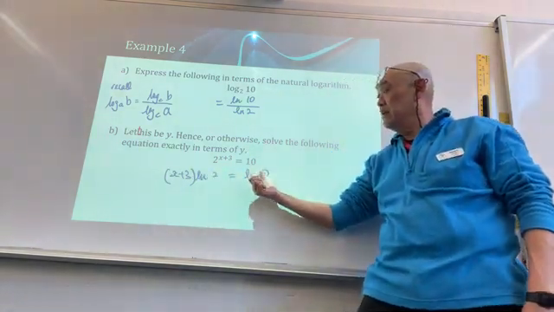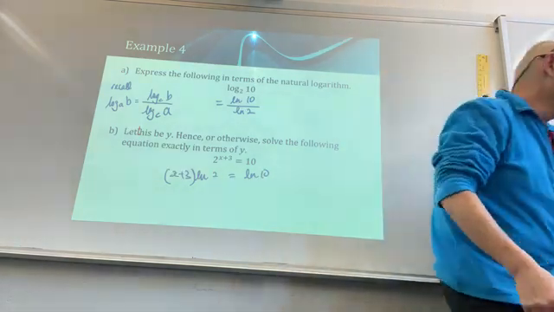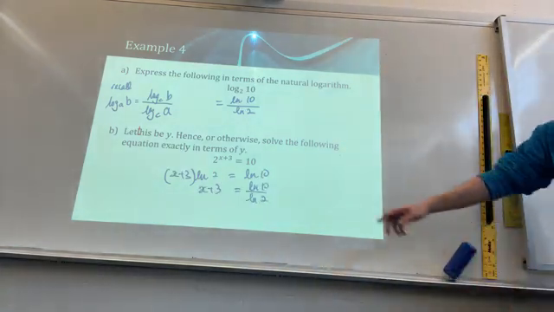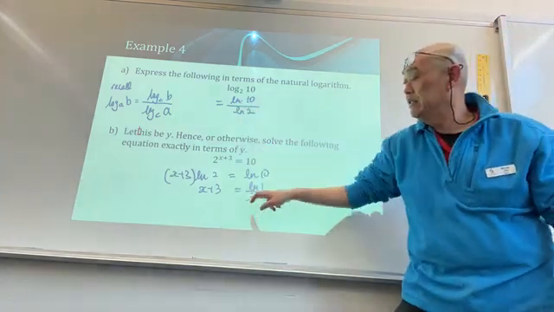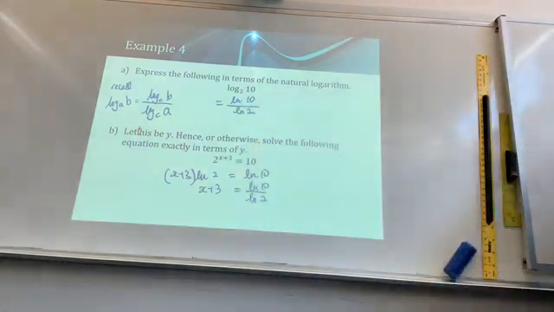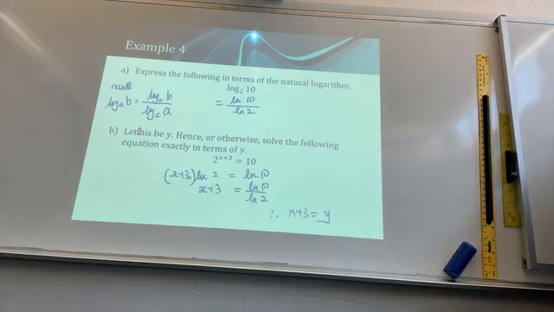So x plus 3 is ln 10 over ln 2. And you know that if that's y, that will be y. So therefore x equals y minus 3, or x plus 3 equals y. I should actually write down x equals y plus 3. My fault. Y minus 3, not y plus 3. I'll sort it out when we come back. That should be x equals y minus 3. So it's x in terms of y.